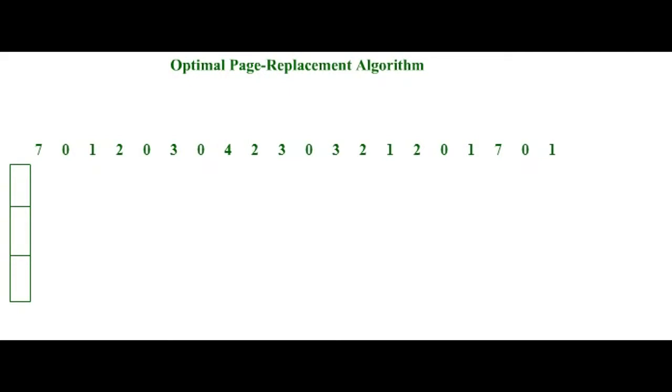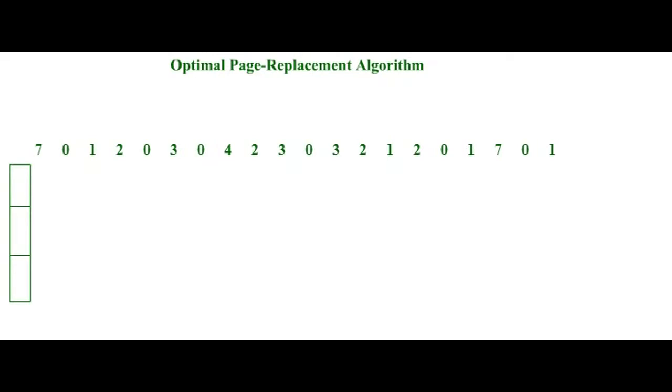Now we are going to see the optimal page replacement algorithm. This algorithm guarantees the lowest possible page fault rate for a fixed number of frames. The concept behind this algorithm is that the page that is not going to be referred for the maximum amount of time will be replaced. Now let us take an example. We have been given a sequence of pages and we are going to apply this algorithm to it.